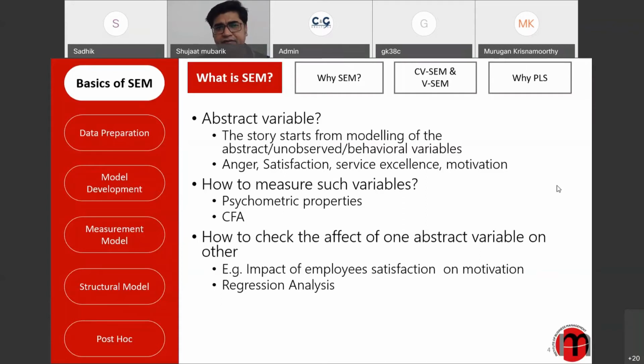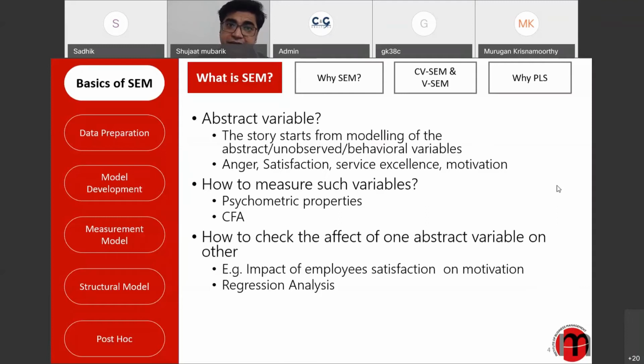After that, once we have gauged the phenomenon and want to check the impact of one variable on the other, they used to plug in regression analysis. First the variable was gauged, then reliability and validity were tested, and the whole process was named confirmatory factor analysis.